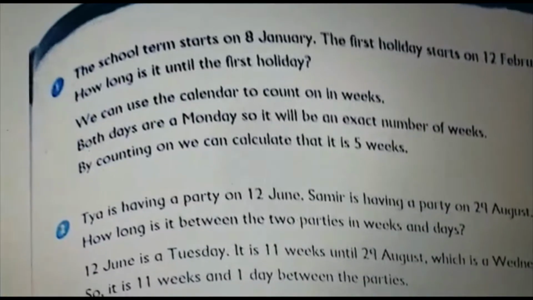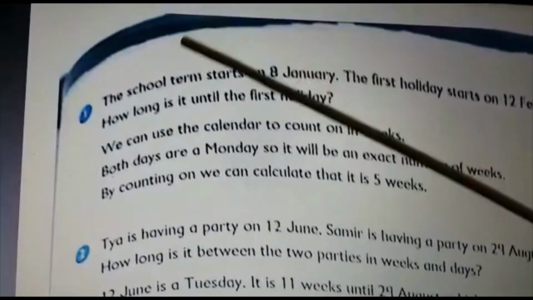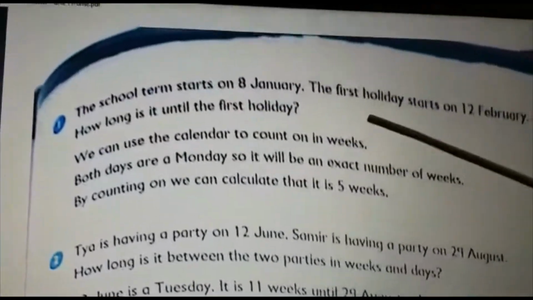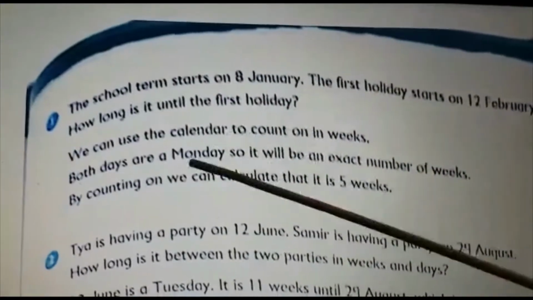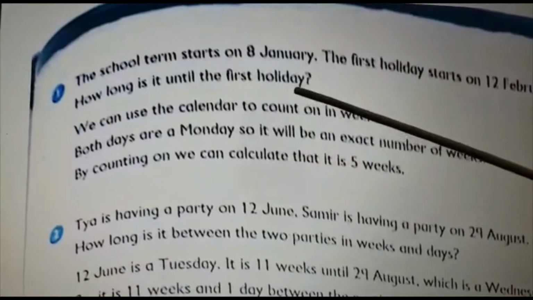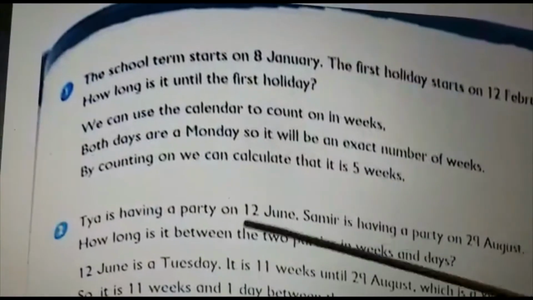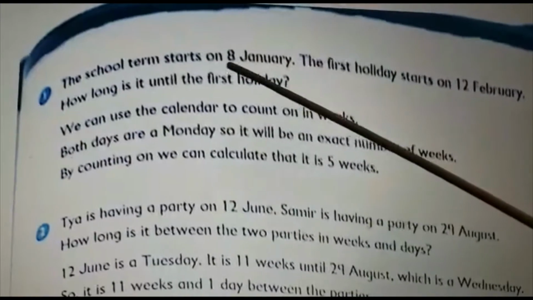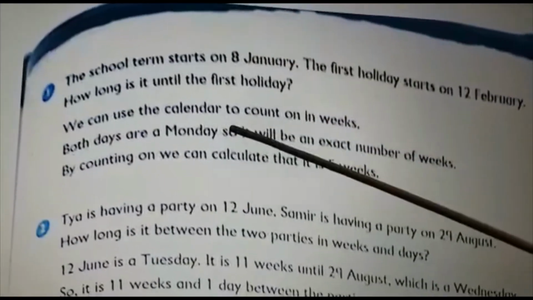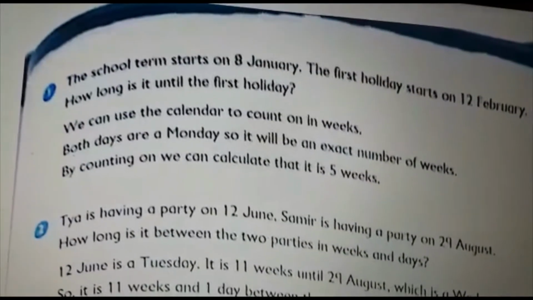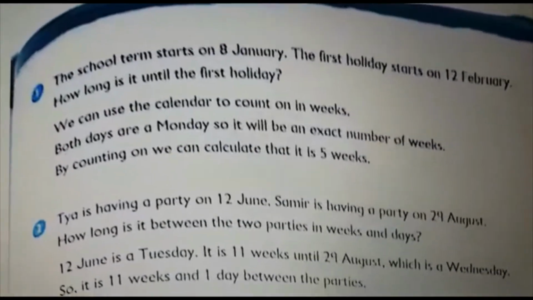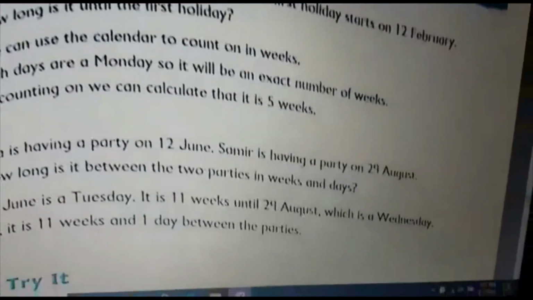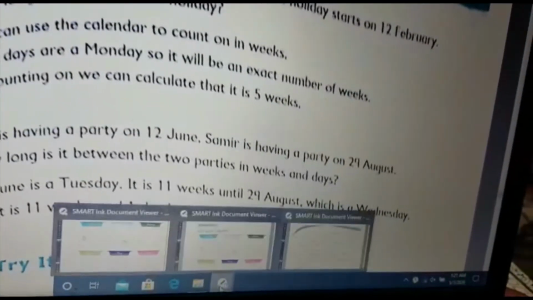Okay. So the first example in the next page. What's the question? The school term starts on 8th January. The first holiday starts on 12th February. How long is it until the first holiday? Okay. We need to find how many days are there till the first holiday. So what we should do? We should start from 8th January because the class starts that day till 12th February. So 12th February the holiday starts. So we need to count from 8th January till 11th February. So how many days or how many weeks are there?